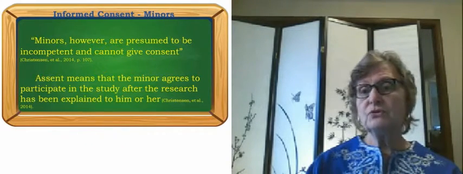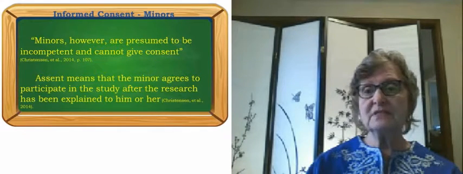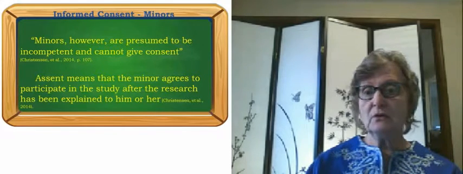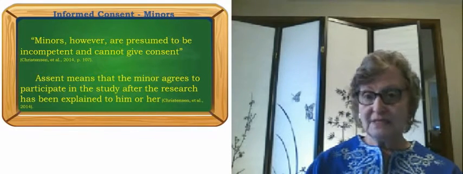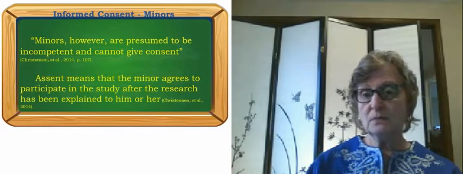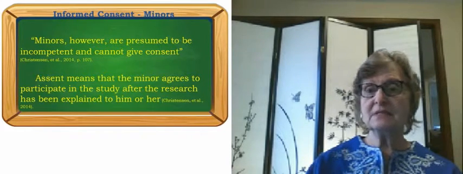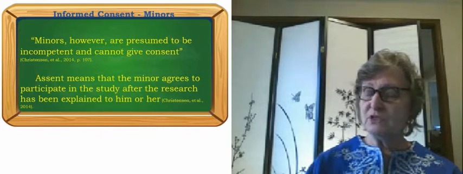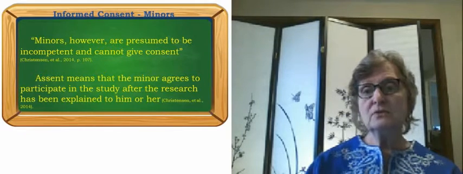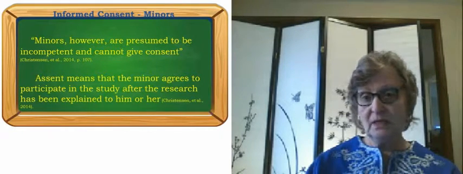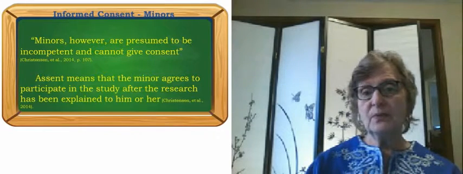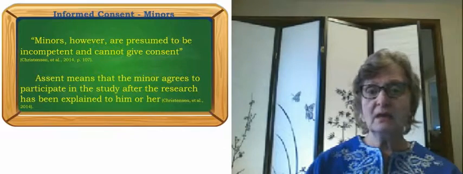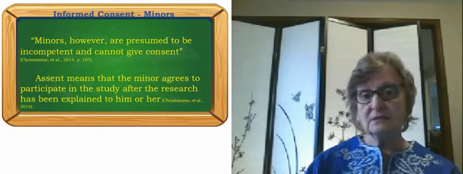Minors are not able to give informed consent. They can give assent. Therefore, the researcher will contact the parent or legal guardian, go over the informed consent, make sure the parent or guardian completely understands the informed consent, and if the parent agrees and signs the informed consent, then the researcher can contact the minor to ask whether or not he's interested in participating. If the minor, after being explained what the research study is about, is interested in participating, he can give his assent, which means, yes, I want to participate.